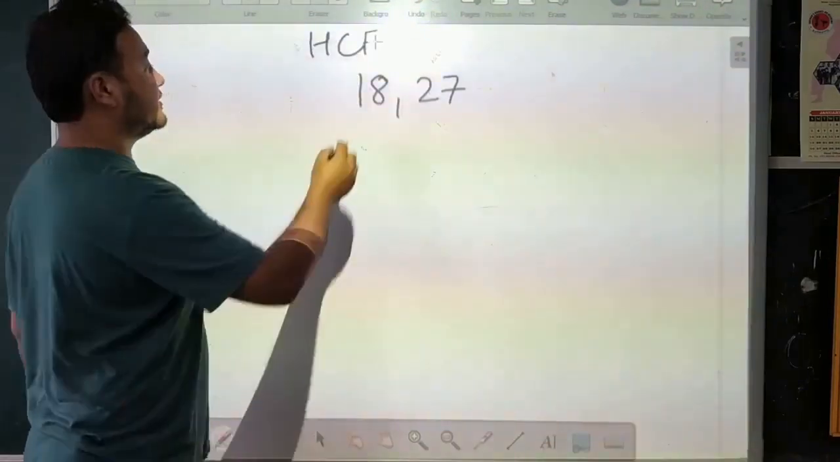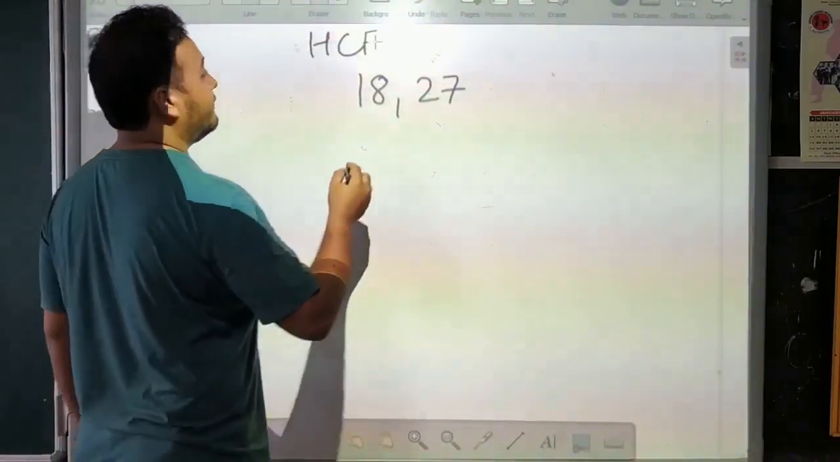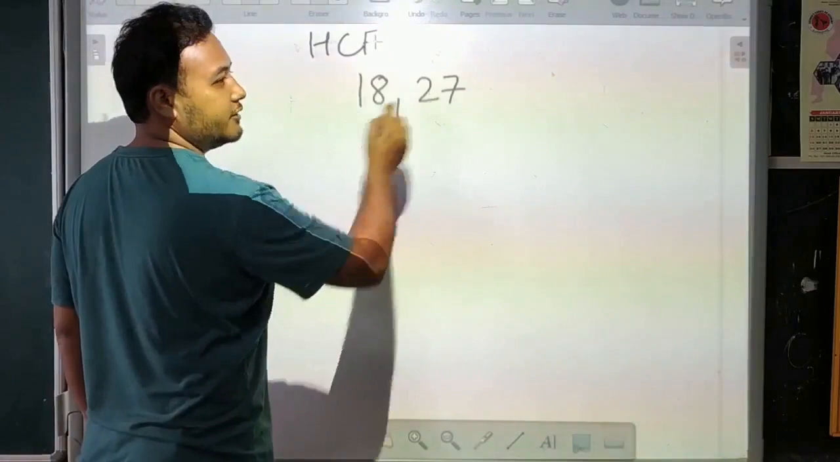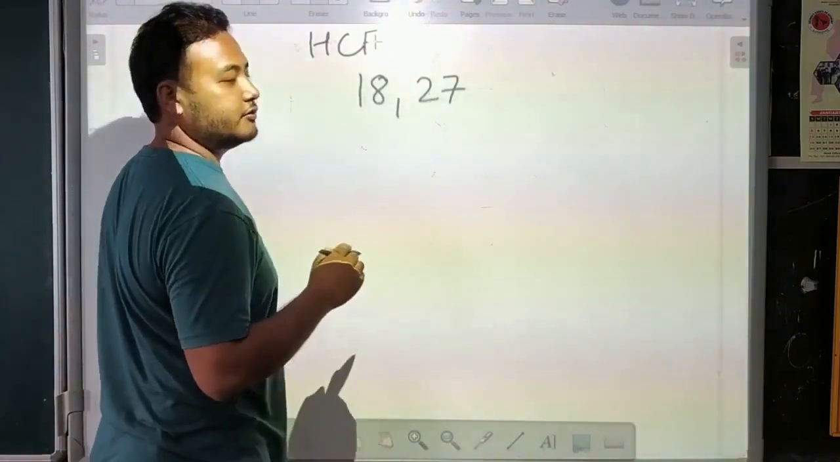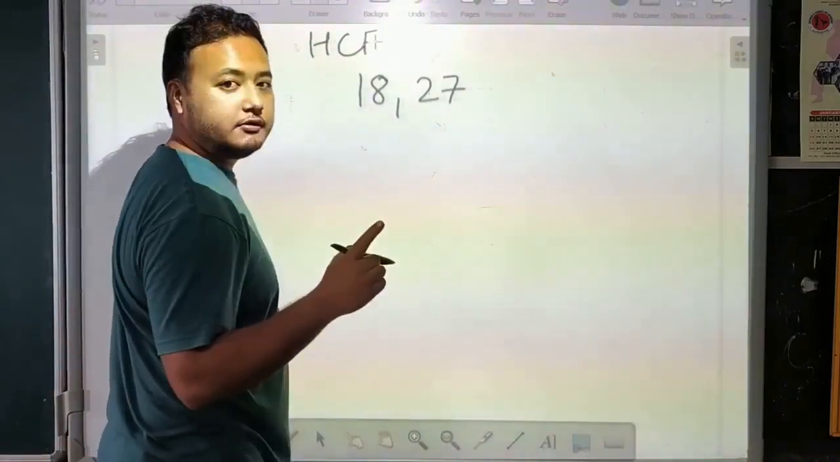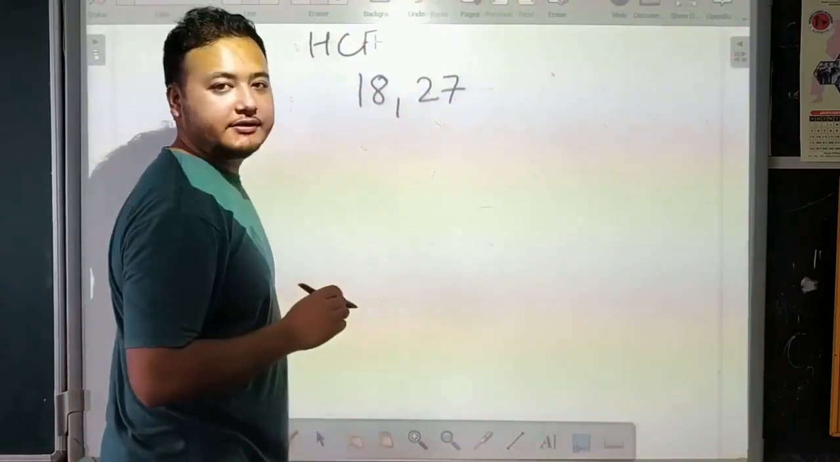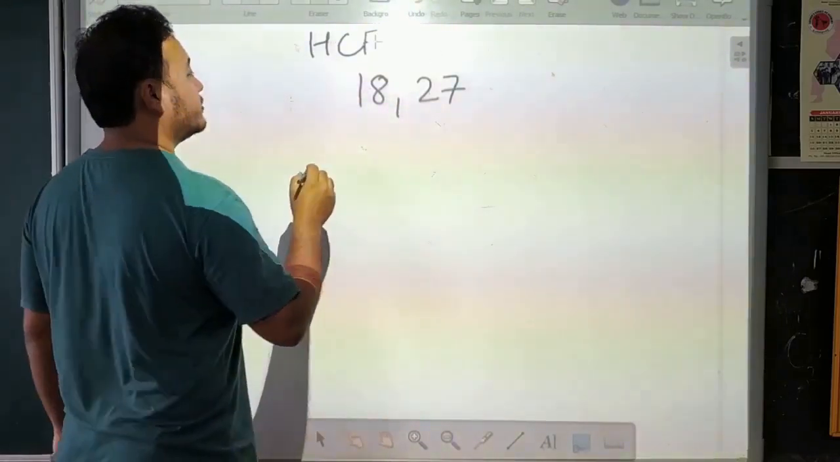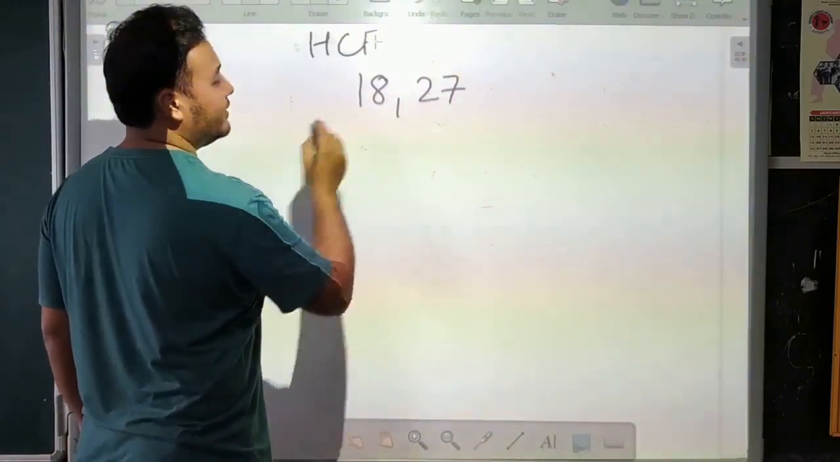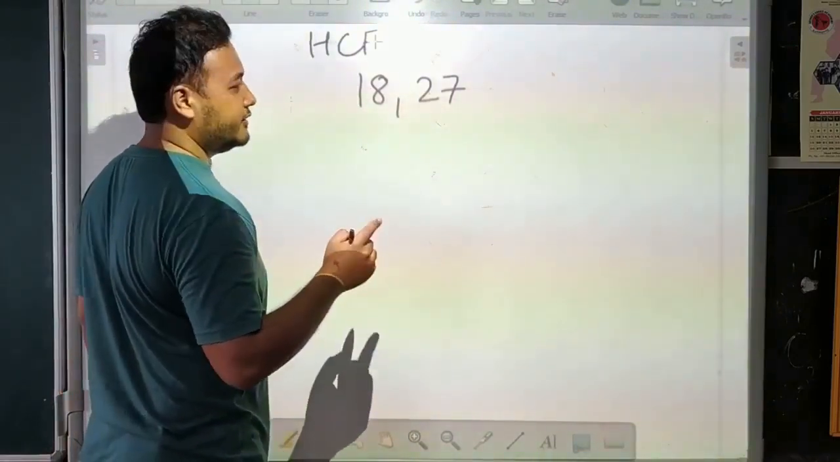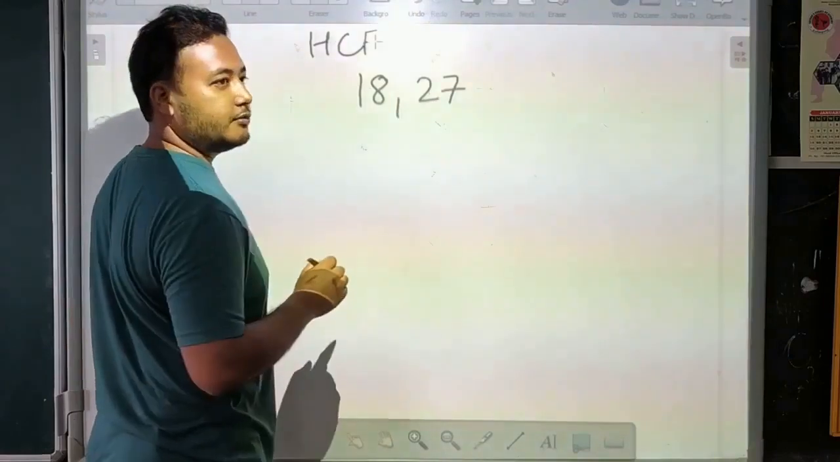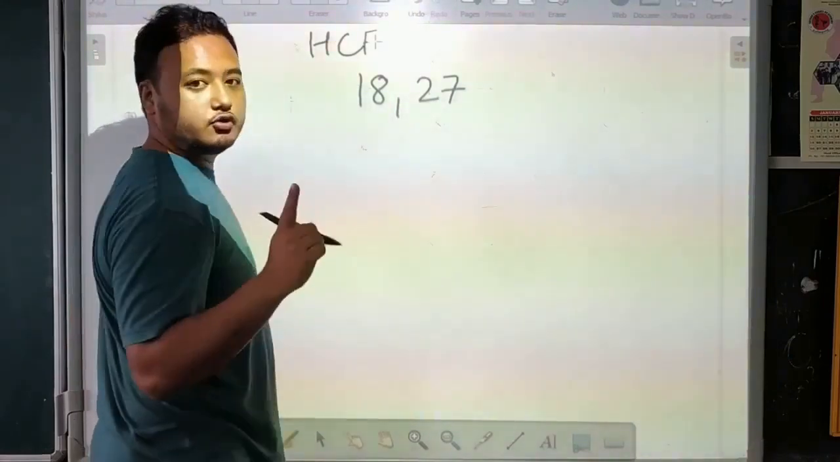Okay. So in this example, we will try and find the HCF of 18 and 27 using common division. Why are we saying common? Because we will be dividing both of them by the same number. Okay. So if you can see, 18 can be divided by 2. 2 9s are 18. But 27 cannot be divided by 2.